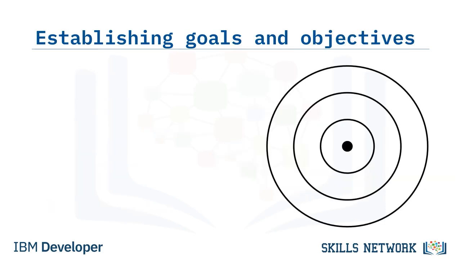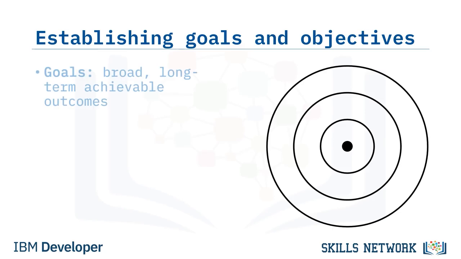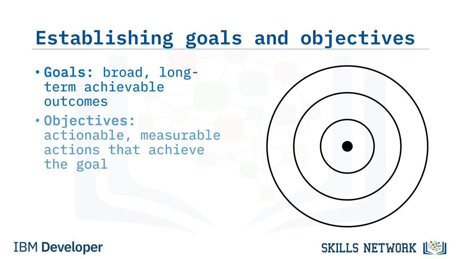The goals of the product should be clearly defined. Goals are broad, long-term achievable outcomes. Goals can include customer outcomes and business goals. Next, objectives should be identified. Objectives are more specific than goals, and they are actionable and measurable actions that achieve the stated goals.